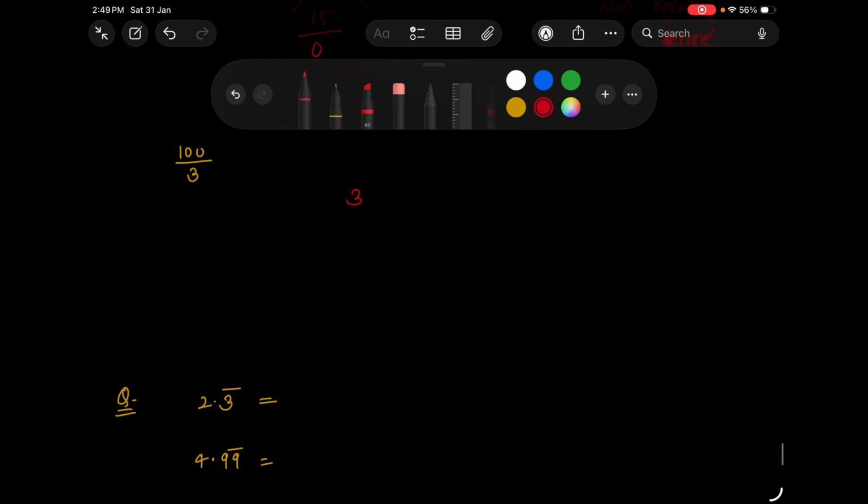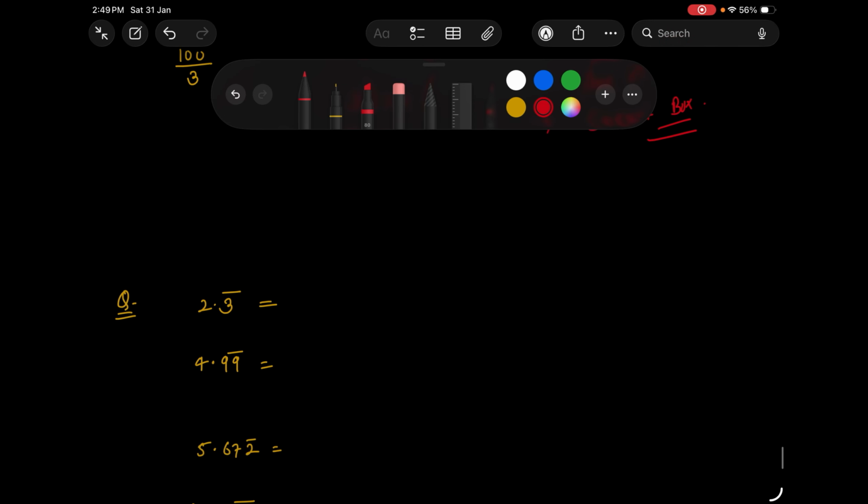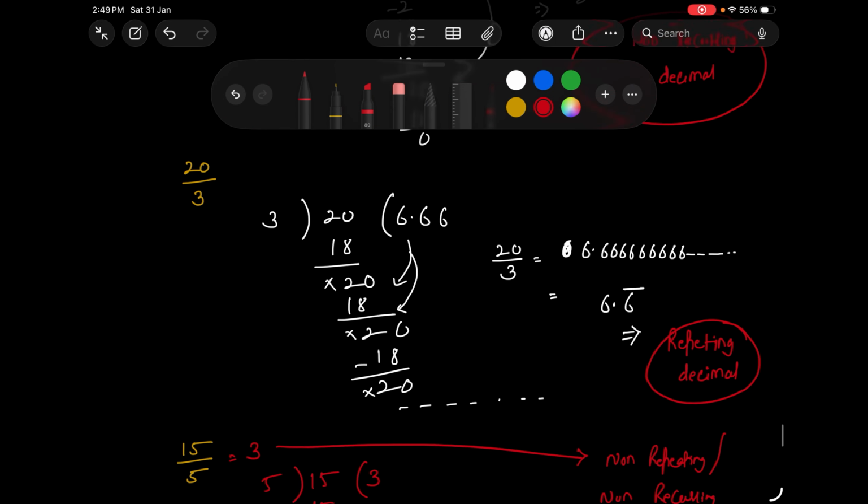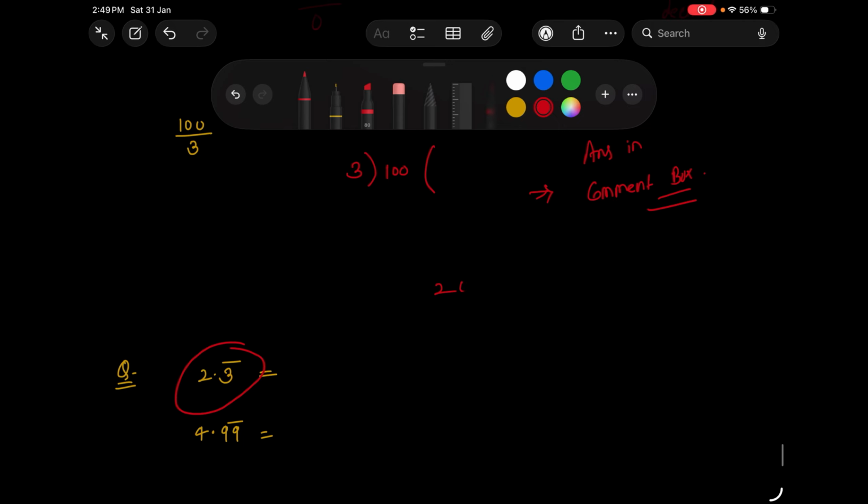Let's move forward. 100 divided by 3. Answer in the comment box whether it is recurring or non-recurring. Now solve the recurring type of problem. We already saw in the case of 20 divided by 3 we have 6.66666. So we simply write it as 6.6 recurring or 6 bar. So this bar represents infinity times.